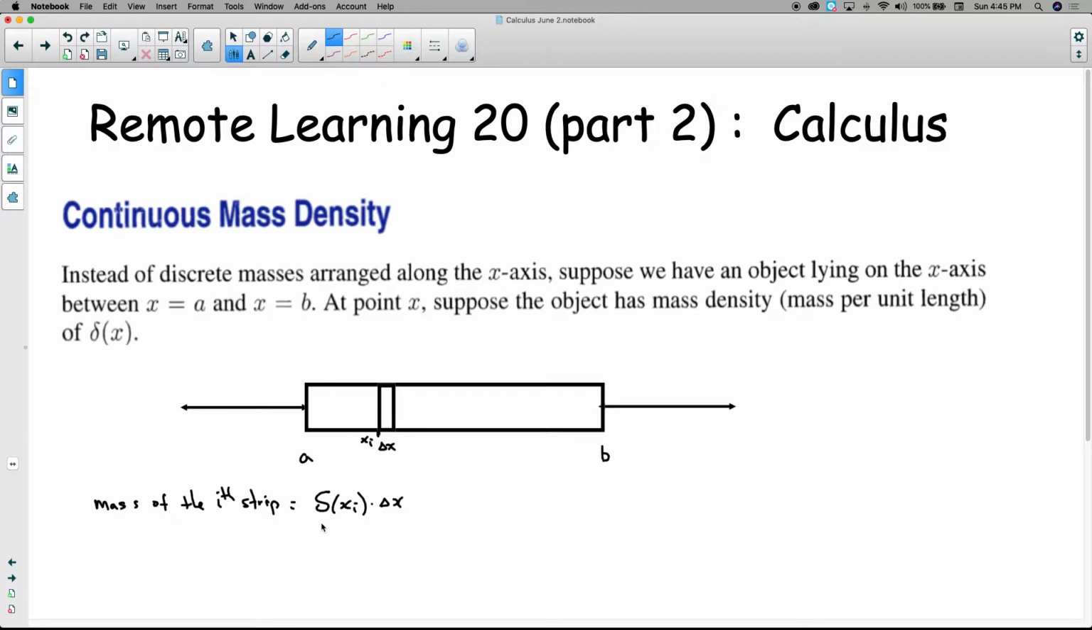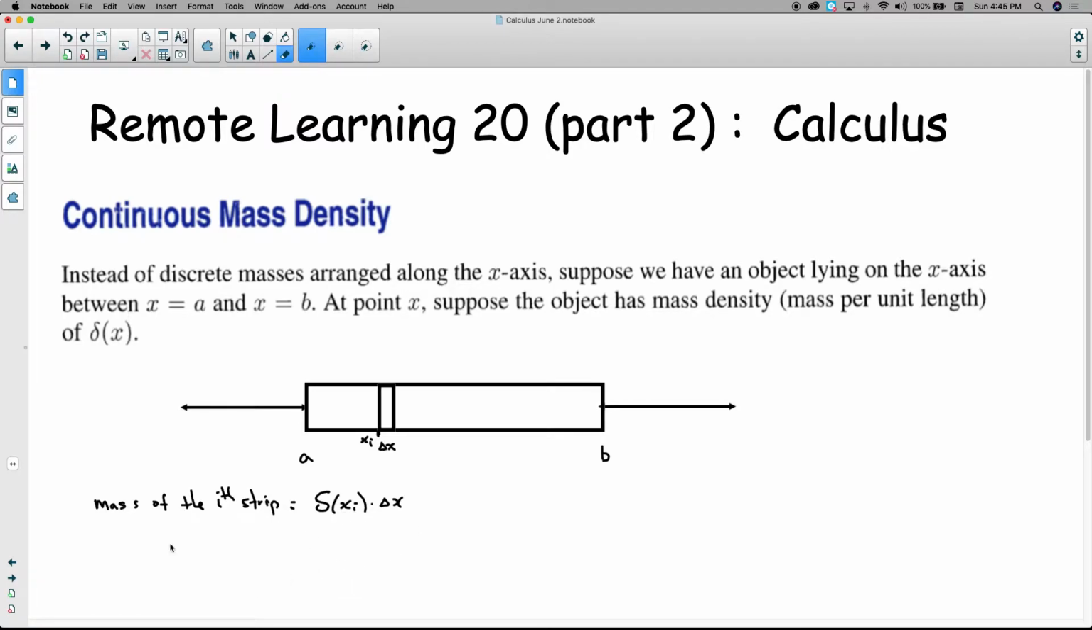So let's think about the units. They've told us that this density function is mass per unit length, right? So let's go with something like grams per centimeter. And then this change in x is going to be measured in centimeters. And okay, so then I get mass in grams like I'm supposed to. All right, so just wanted you to think about the units there.